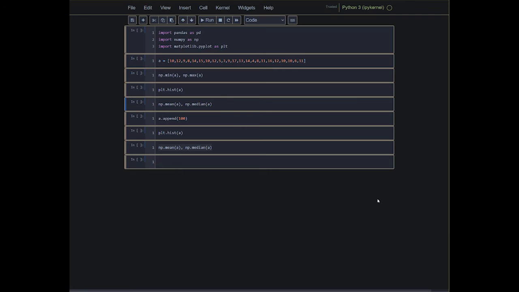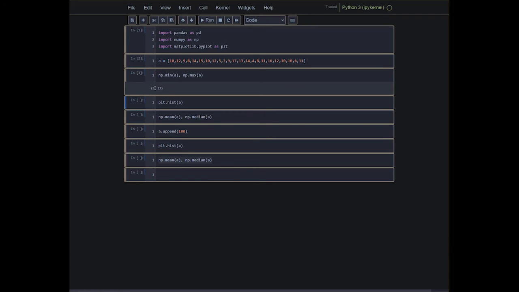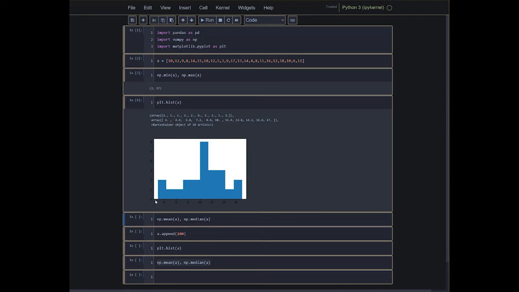Let us clarify this case with the help of an example. Here I have a Jupyter notebook open. Here I have a list called A, which has different numbers. Let's look at the min and the max. The minimum number is 3 and the maximum number is 17. Let's look at the distribution. It doesn't totally look like a normal distribution, but it resembles normally distributed data.